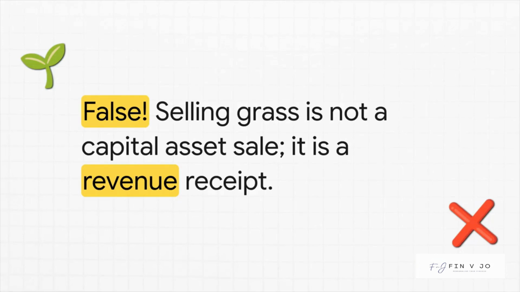Okay, let's do a quick piece of exam trivia pulled straight from the textbook's multiple choice section. Ready? True or false? The sale of grass by a sports club is treated as the sale of a capital asset. The answer is false. Believe it or not, grass is not considered a capital asset for a sports club. It's just treated as a regular revenue receipt. I know it's kind of funny, but they love throwing these highly specific, slightly weird examples at you, so you really got to stay on your toes.